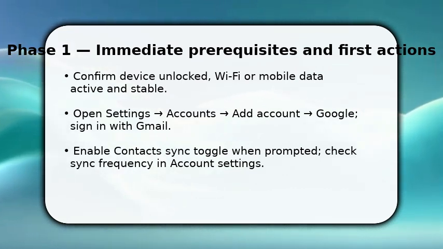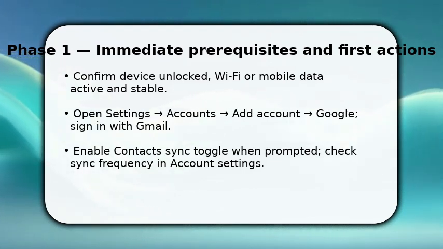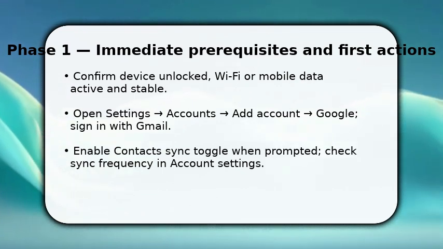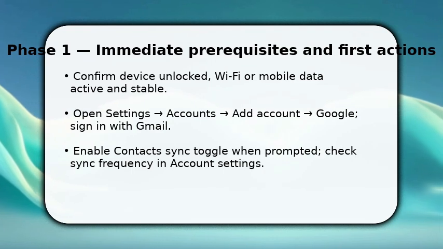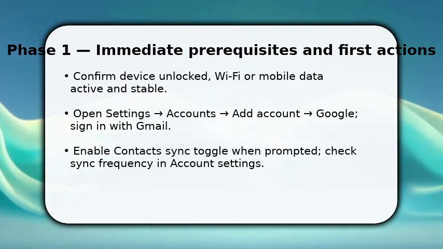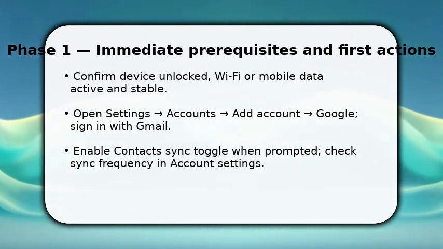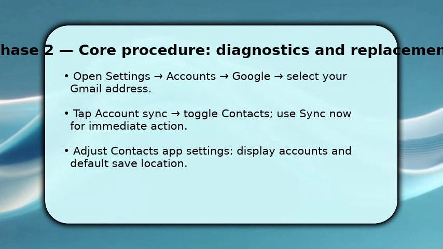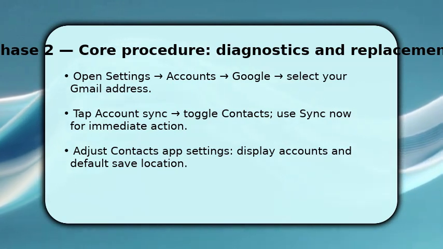Once signed in, you'll see a list of sync options. Flip the Contacts toggle on so your people will sync to the cloud. Make sure you use the correct Gmail account if you have multiple accounts, and note that initial sync may take a few minutes. Once done with sign in, go back into Settings and tap Accounts, then choose Google and your Gmail address to access account sync.